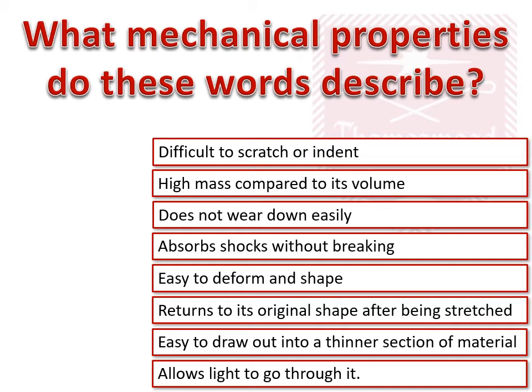So what we try and do is guess the ones we can, and then see how we go on. Now, sometimes people get confused. You're not trying to guess a material. You're trying to guess the word that describes this property. So for difficult to scratch or indent, I wouldn't say steel, because that's a material, that's not a property. Okay, so have a go, and then we'll move on to the next slide.